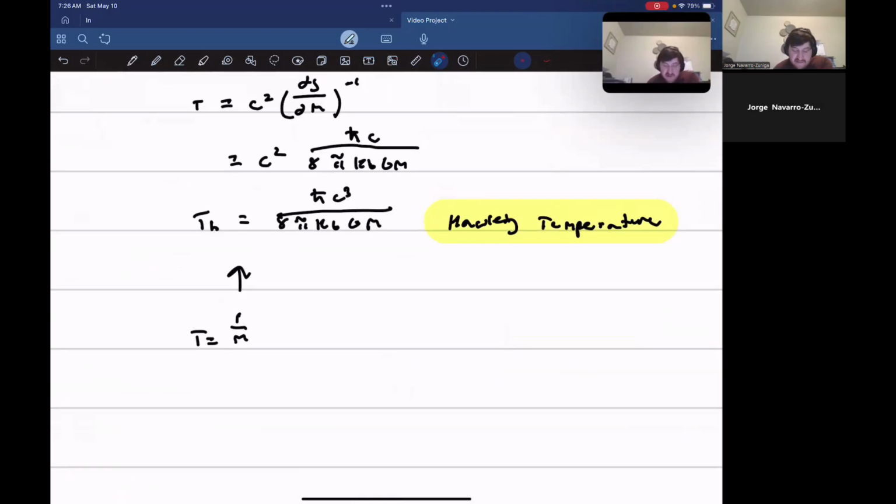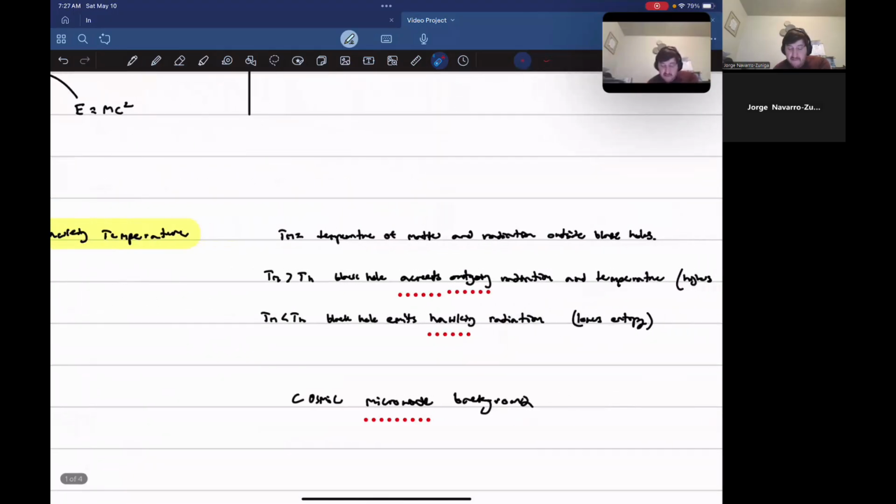But what's strange about this is when you look at this, temperature is inversely proportional to mass. So that means that whenever mass is lower, heat increases, which is kind of strange. We don't see that. We usually see the opposite. Just something to keep in mind.